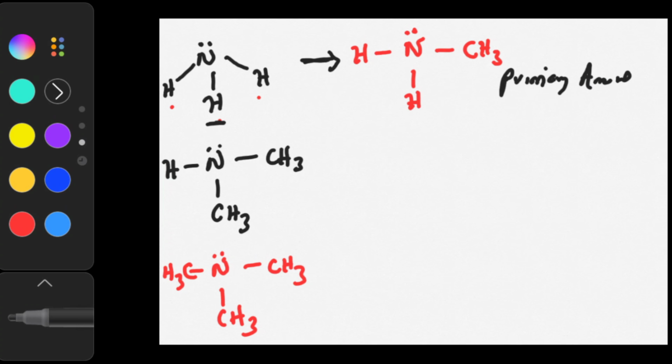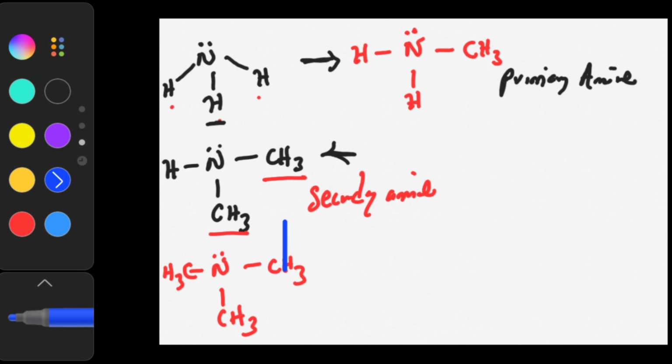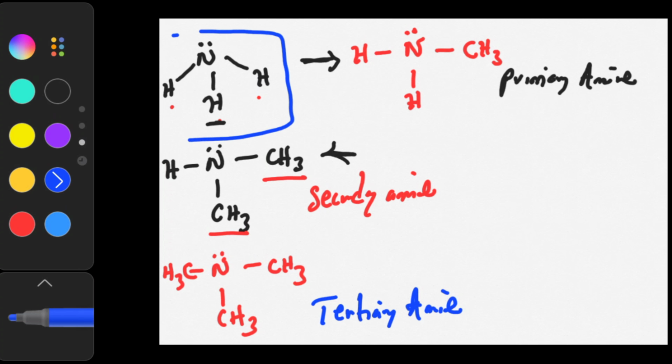If you look closely at the next one, which you have here, how many alkyl groups do we have? We have 1 and 2. So this is called a secondary amine. Then if you look closely at the third one, we have 1, 2, and 3. So this is a tertiary amine. Can you see that? So they are all derived from ammonia.